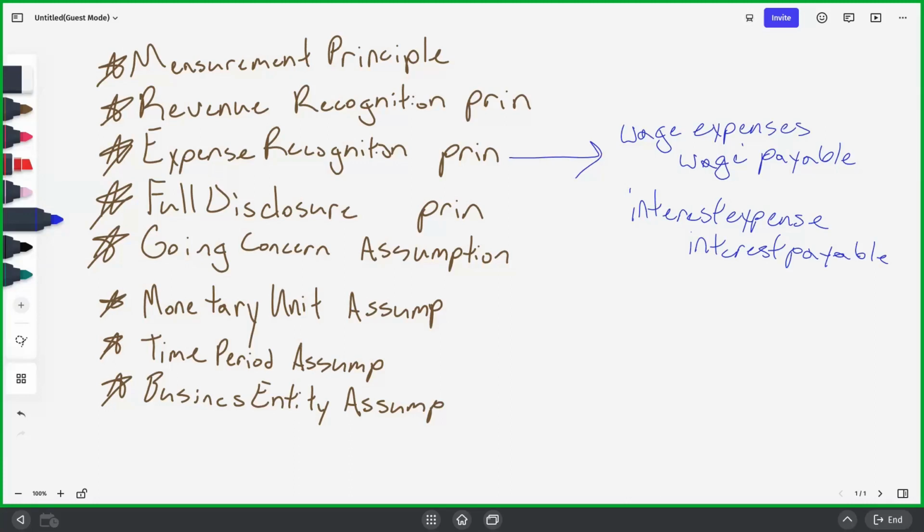So now that we went through a rundown, we're going to go through some examples. This one's an easy one. I believe that my business is going to keep going for the next year. I don't plan to close my business down for a long time. Going concern.